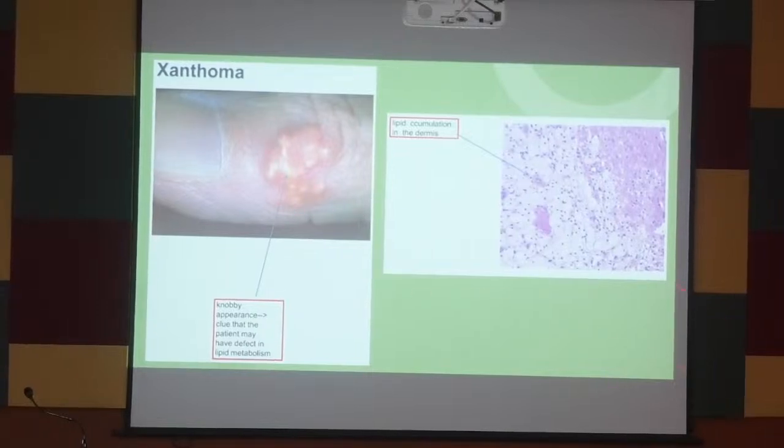And the lipid accumulation in the dermis, how does it look under the microscope? So these are the cells, okay? These are the foamy cells, foamy histiocytes. This is the nucleus of the cell. And in the cytoplasm, white is cytoplasm, there is foamy appearance and accumulation of lipid. So in xanthoma, we can get a histopathological examination or biopsy picture like this, with accumulation of foamy histiocytes in the subcutaneous tissue and dermis. Okay? Clear, everybody?